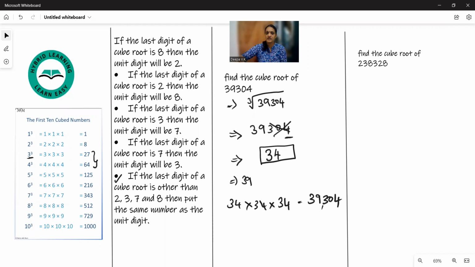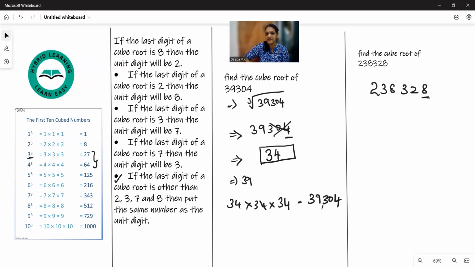Understood? Now I'll explain with another example. Find the cube root of the following number, 238,328. You have to write the number as it is. What is the first step? You underline the last digit. Now the last digit is 8.